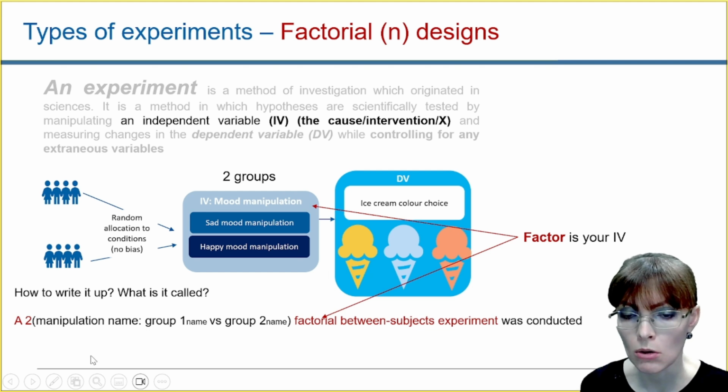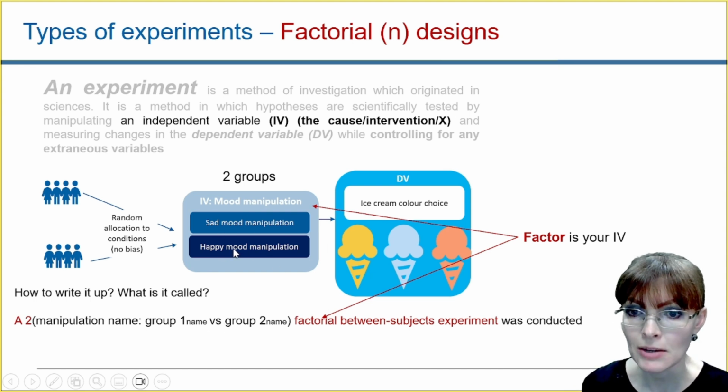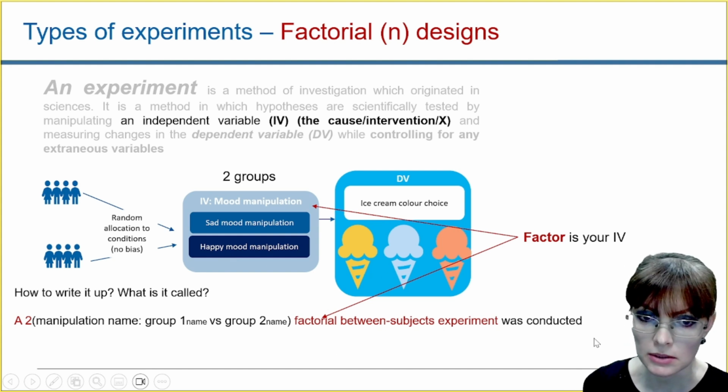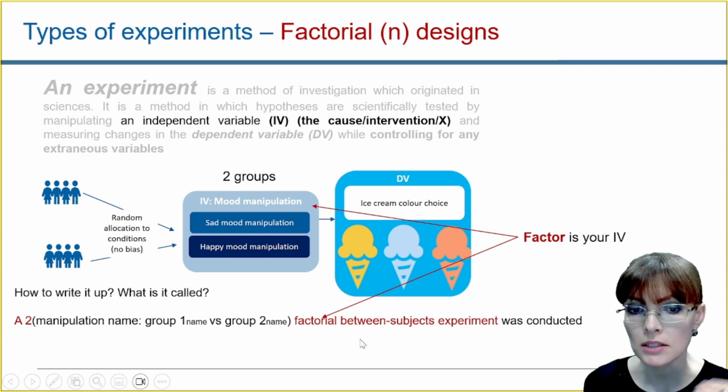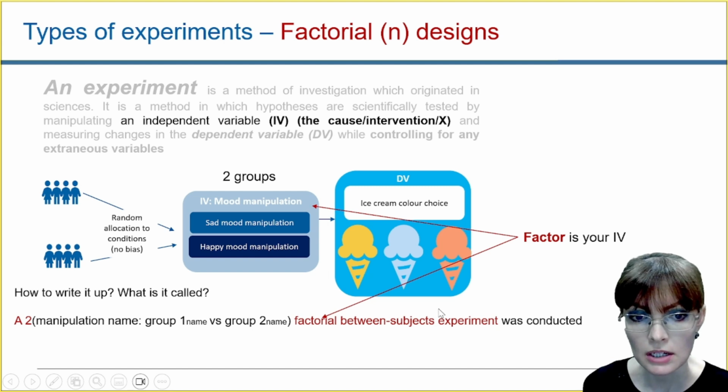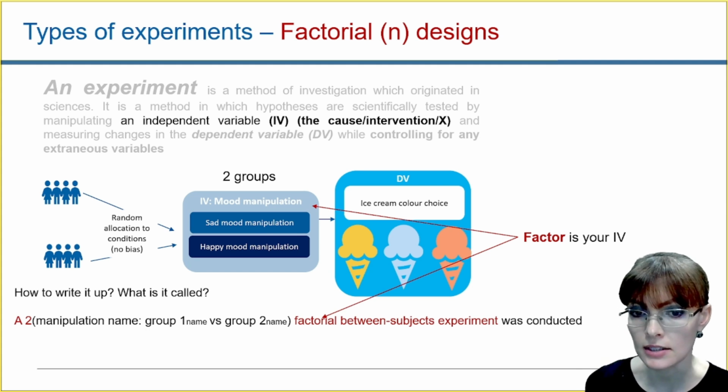And the overall description of your experiment would follow this logic. You conducted a 2, and then in brackets you have the manipulation name for your independent variable, for your factor, the name for the first manipulation versus the name for the second manipulation, factorial, between subjects experiment. Between subjects experiment is basically a description of the overall nature of your experiment, because it could also be within subjects. If you're not sure what a between subjects experiment is or what a within subjects experiment is, please watch a video on this channel. I have a dedicated video for it.